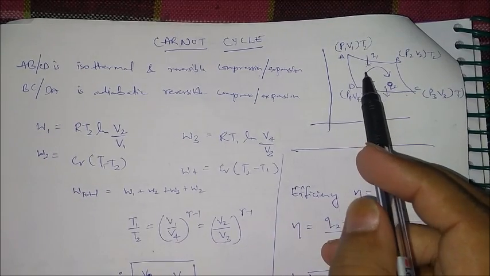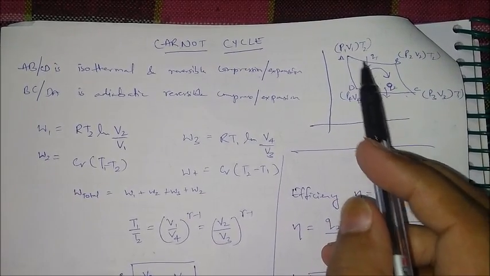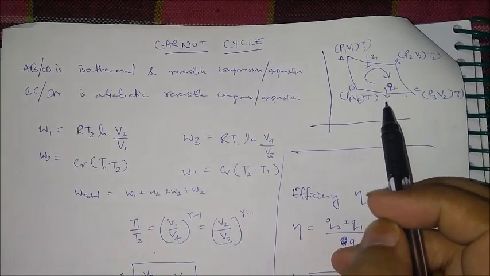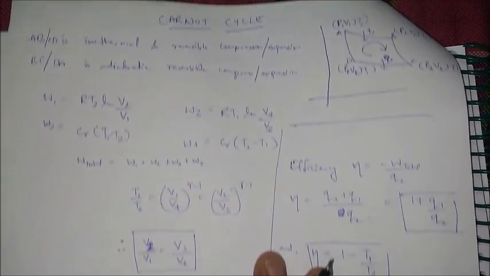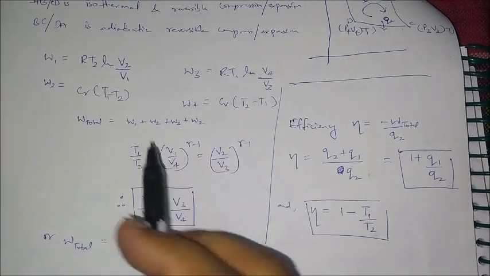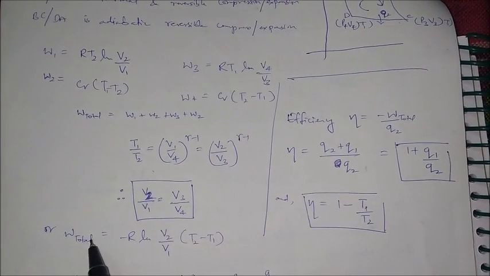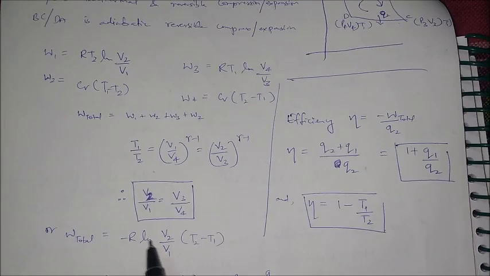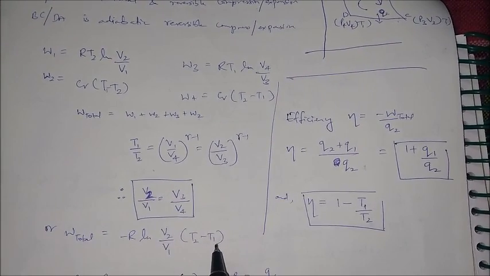And Q1 is the heat absorbed in this process, and Q2 is the heat absorbed in this system. The total work done, which you should know, is like this. I have just written it for the sake of derivation. So the total work done is equal to minus R, or if it is n mole, then nR ln of V2 by V1 into T2 minus T1.